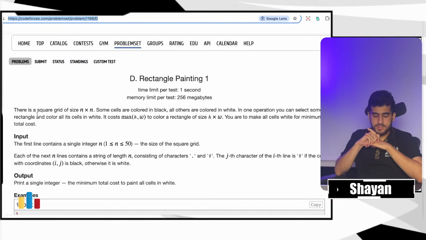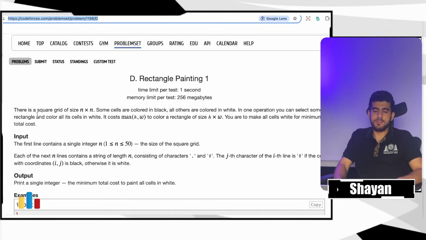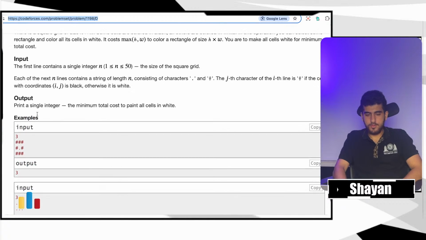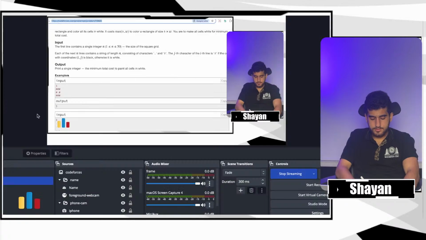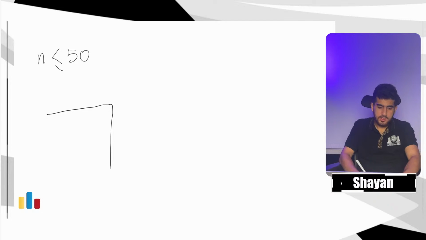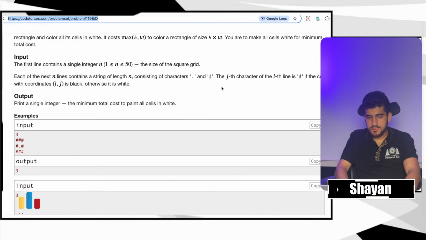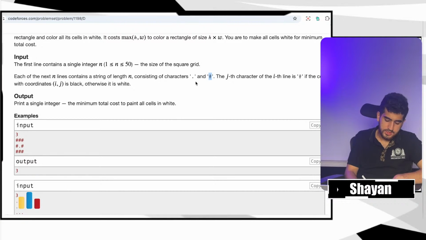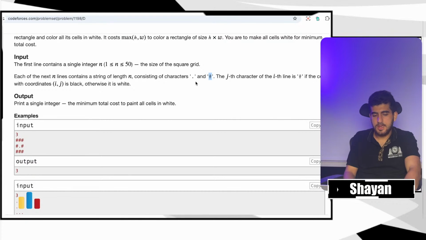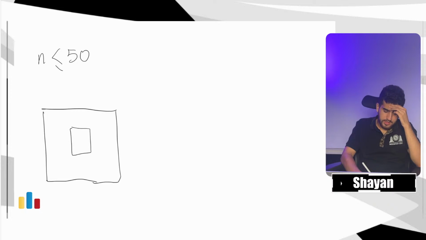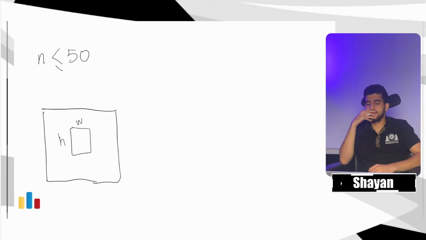So as I said, each time you can choose an h by w subgrid and make everything white in that subgrid. And n is up to 50. You have this grid, and as you can see in the input, the black cells are shown with hashtags, the white cells are shown with dots. This is how the input is given to you. So let's get back to the tablets. As I said, each time you can choose an h by w subgrid and make it white. So how can we solve this problem?